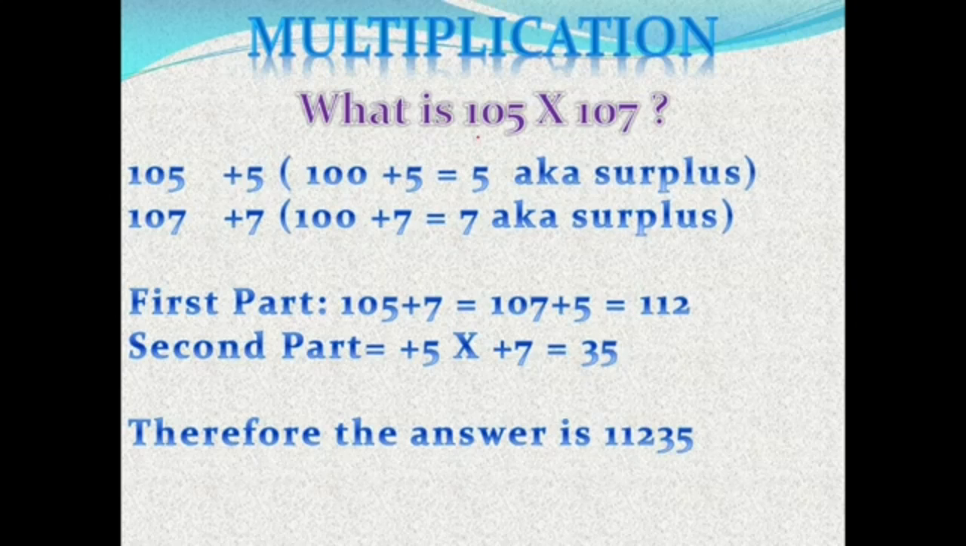And here comes this 105 into 107. If you use the traditional method of multiplication, it takes some time, but if you have a look at some competitive exams, that much time cannot be spent. It's not that easy, right?